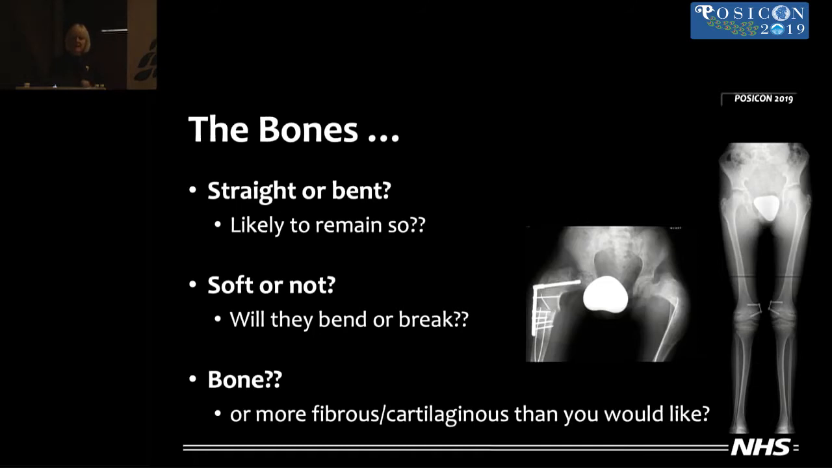It helps us understand whether our bones are straight or bent and what's likely to happen to them in the future. It helps us know whether the bones are soft or not. Will they bend or break? And it helps tell us whether the bone is actually bone or whether there's more fibrous and cartilaginous elements within the bone than you would like. So we're getting a much better understanding of the pathology that underlies the musculoskeletal problems.